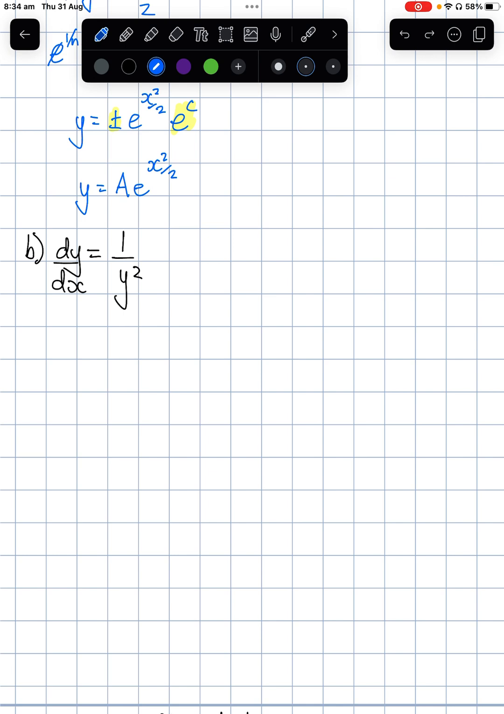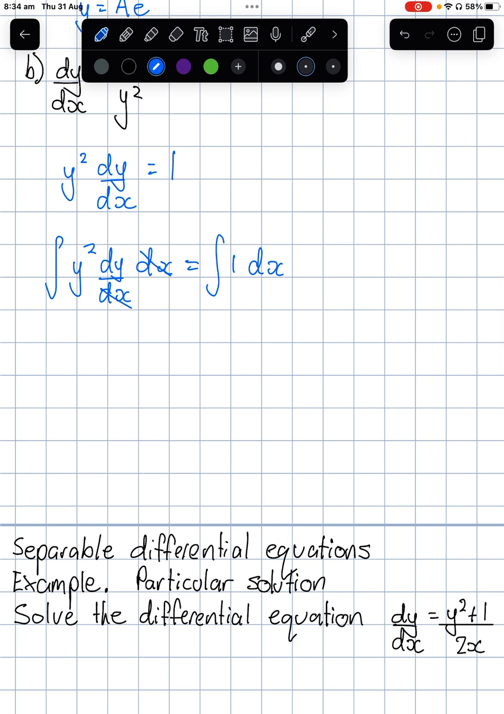All right, our next example here, we've got dy/dx equals 1 over y squared. So we would multiply by y squared to get the y on the other side. So we get y squared times dy/dx equals 1. We integrate both sides. So we're going to get the integral of y squared dy/dx dx, and I'm just going to cross those dx's out, and the integral of 1 with respect to x. Okay, this is going to give us y cubed on 3 equals x plus c.